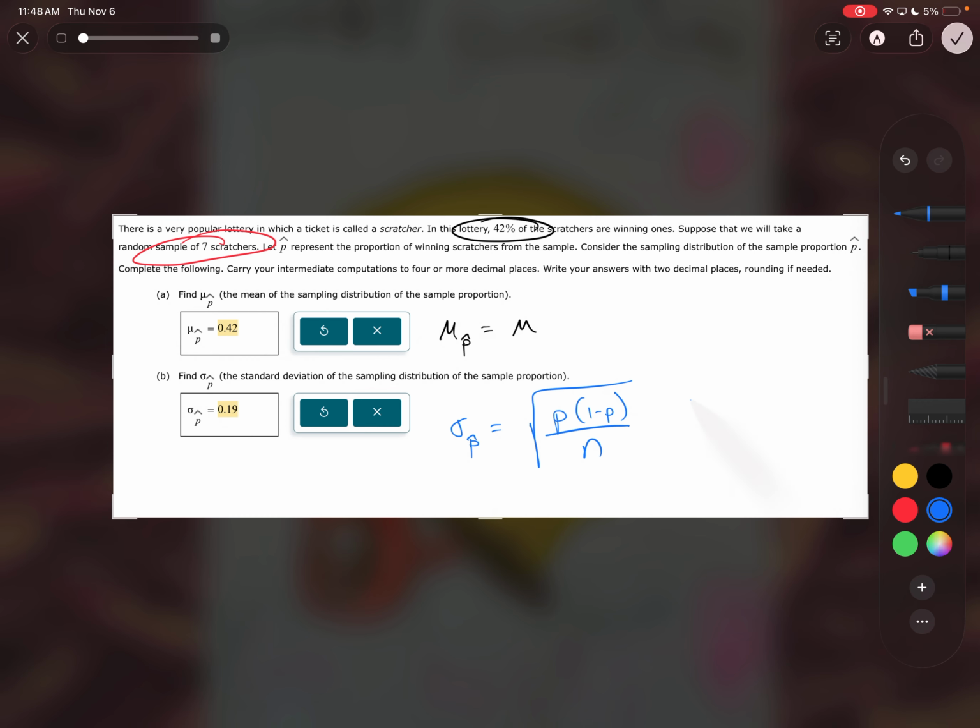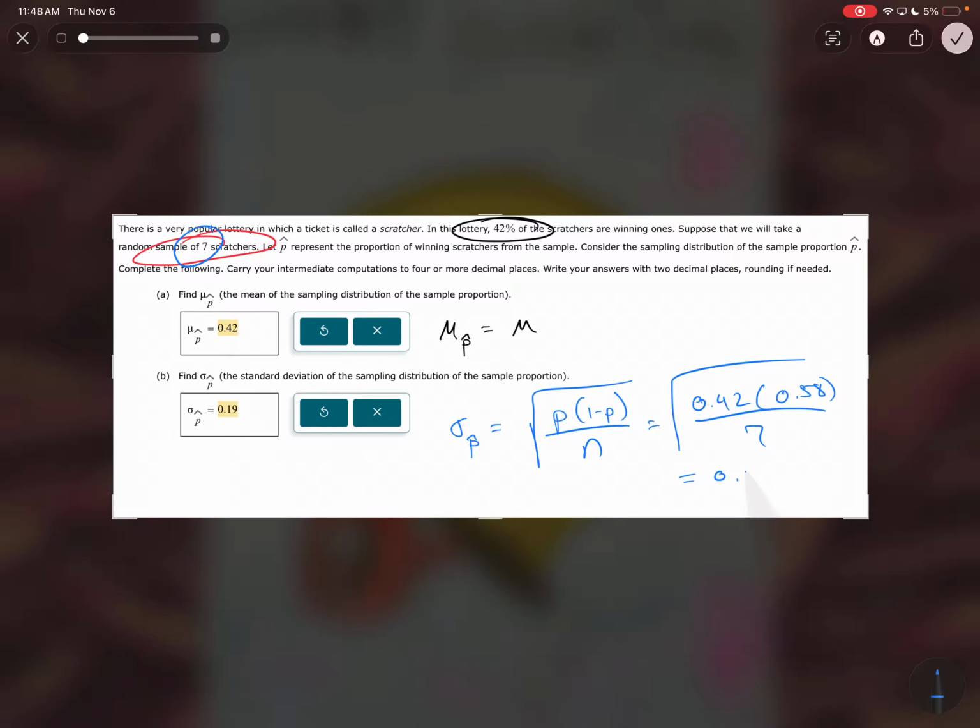Okay? If 42% of my scratchers win, what percent loses? I know, that's hard math. 58, right? That's all that's saying. That's what that 1 minus P is. Now, you can do that in the calculator. I'll show you in just a second. But it's 42 and 58. Those numbers always add up to be 100%. And then I divide it by my sample, 7, and I get my answer. Okay? This should equal 0.19.